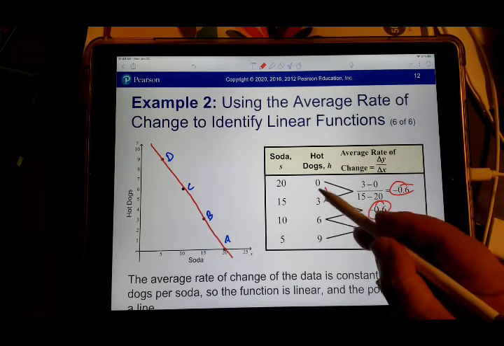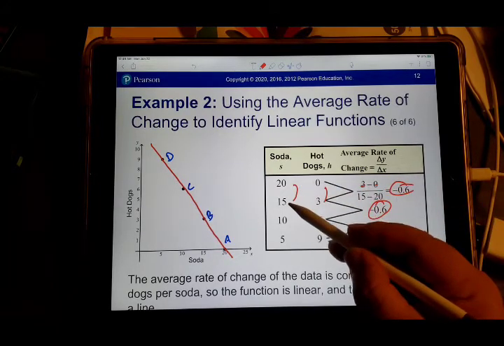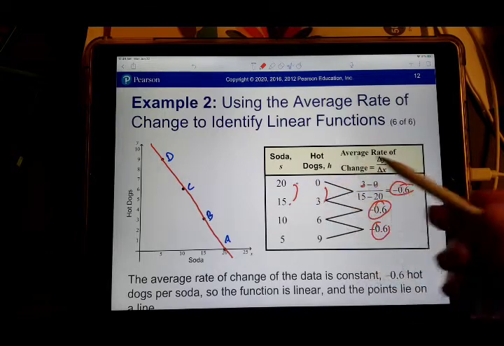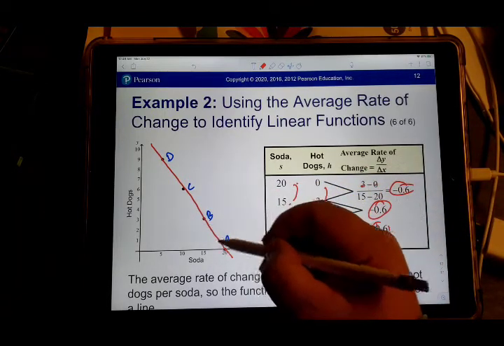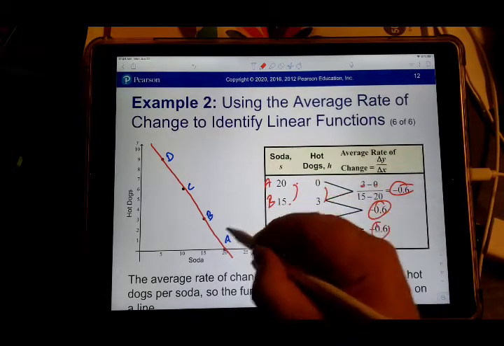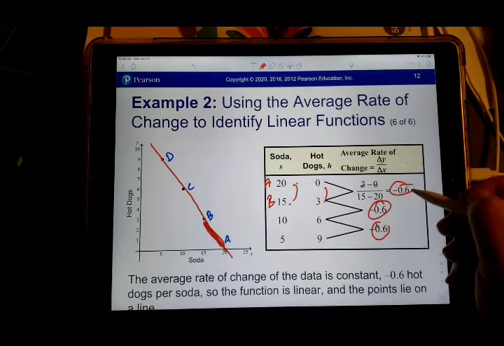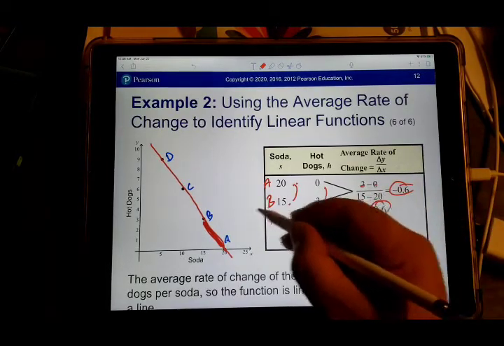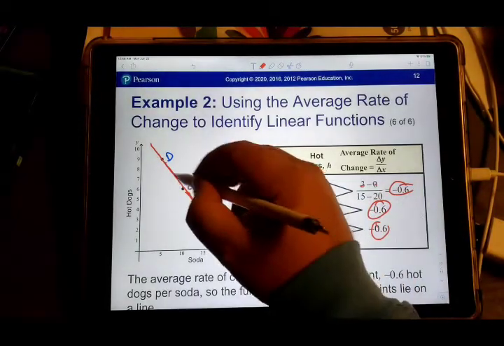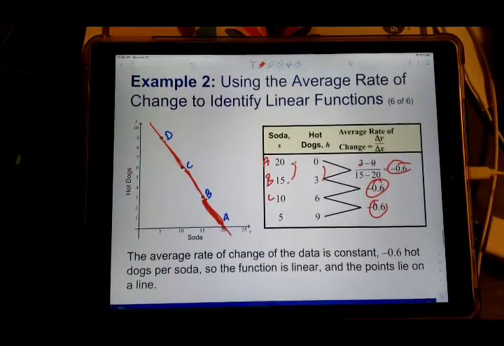Change in y over the change in x. 3 minus 0 over 15 minus 20. And you even see that it is a negative slope. Let's see, this was point A and point B. So we just found this slope here. That's equal to the slope between these 2 points, and it's equal to the slope between those 2 points. So we're proving that it's a linear function.